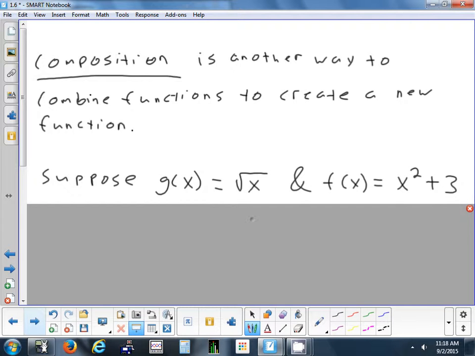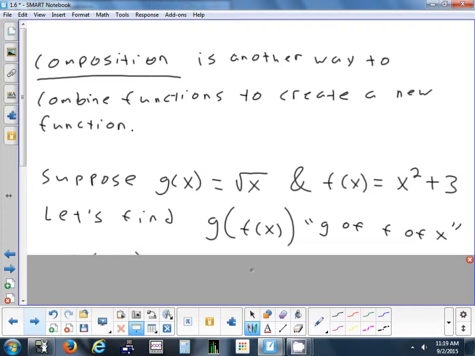Okay, g of x is going to be the square root of x, and f of x is going to be x squared plus 3. Okay, and what we're going to find is this. The way you pronounce it is g of f of x.